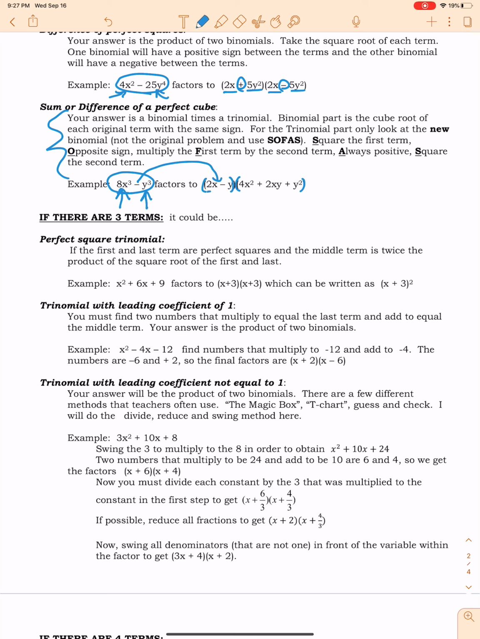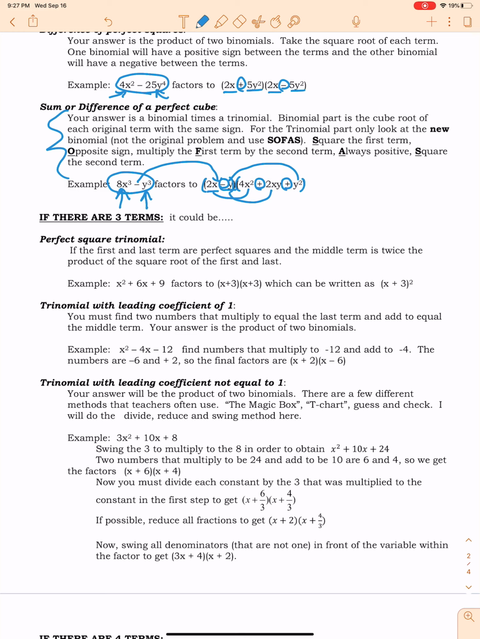And then I take 2x and I square it, and then I multiply 2x and 2y to get my middle term, and then I square y to get my last term, and then since this is negative, this is going to be opposite, and this is always plus.